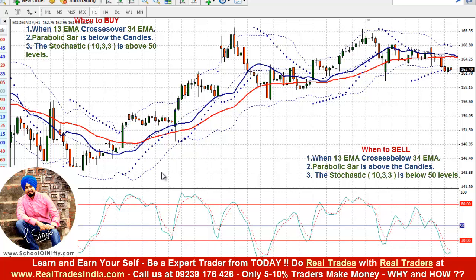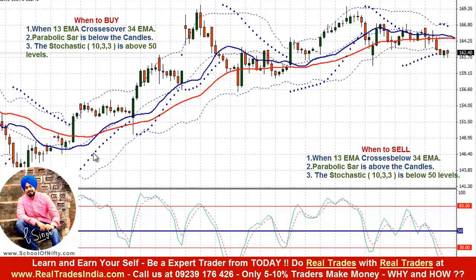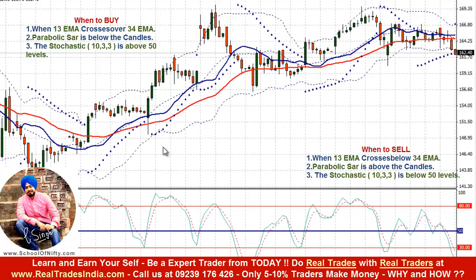And so I buy a stock when the 13 EMA crosses above the 34 EMA, and the parabolic SAR is below the candles. And most importantly, the stochastic should be above the 50 level. For the stochastic, I'm using a fast stochastic with the values 10, 3, 3. Fine. You can note this down.